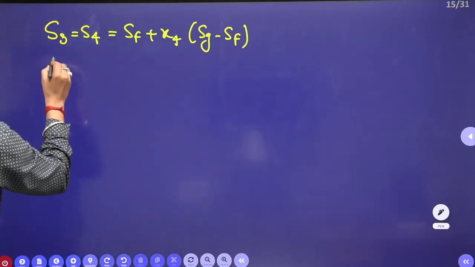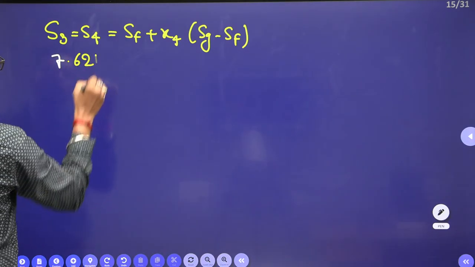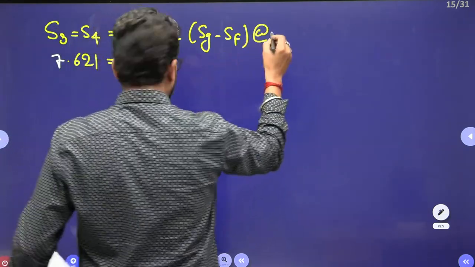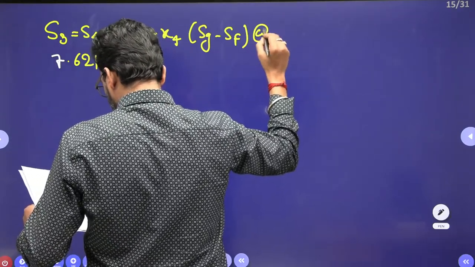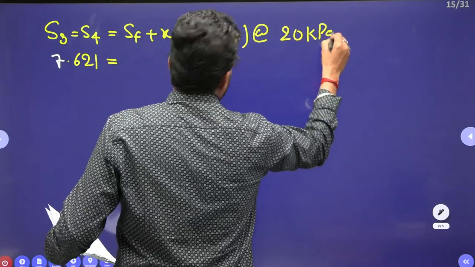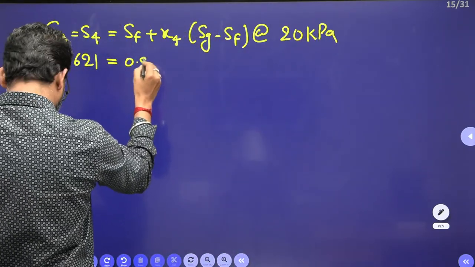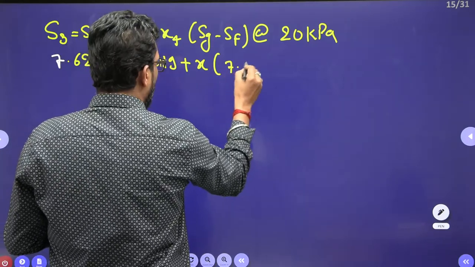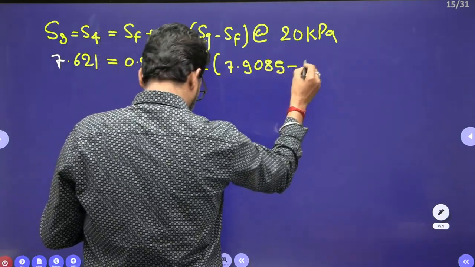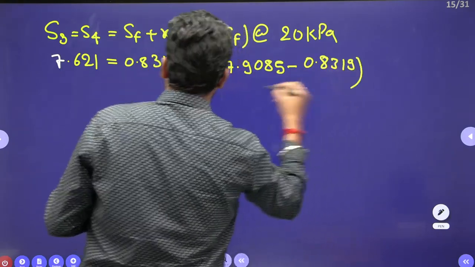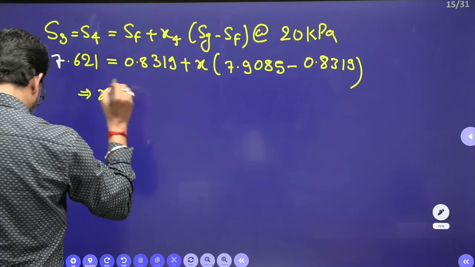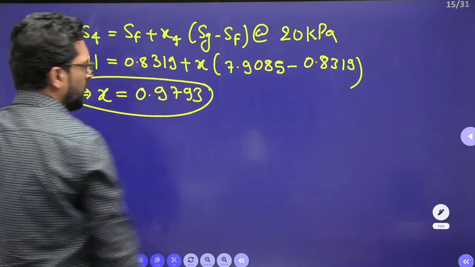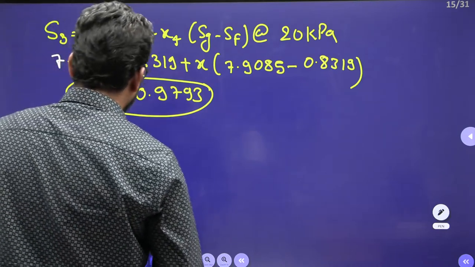Now you have S3, 7.7621. You have Sf, and this is with which pressure, beta? S4 is at 20 kilopascal. So put in all these values: Sf 0.8319 plus X times (7.9085 minus 0.8319). From here you can easily calculate the dryness fraction at point 4: 0.9793. See, this is very good quality steam, because the dryness fraction is very high.